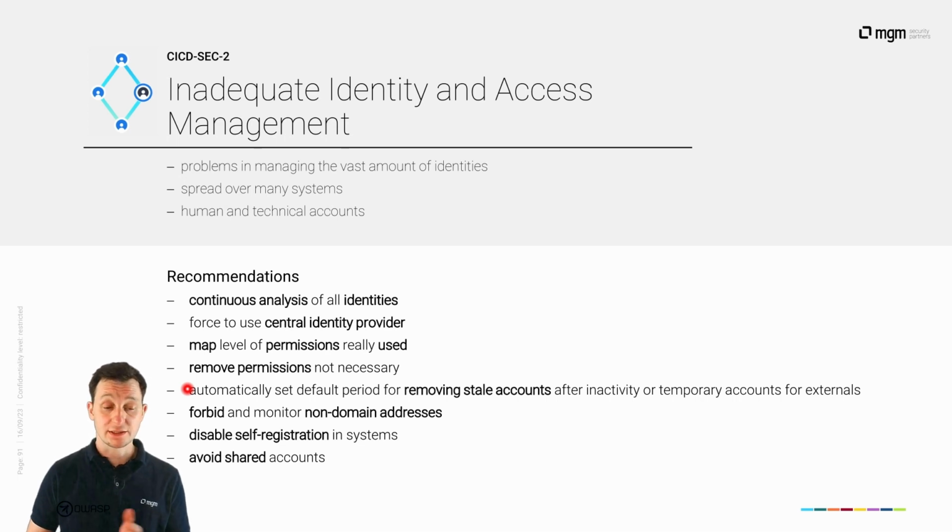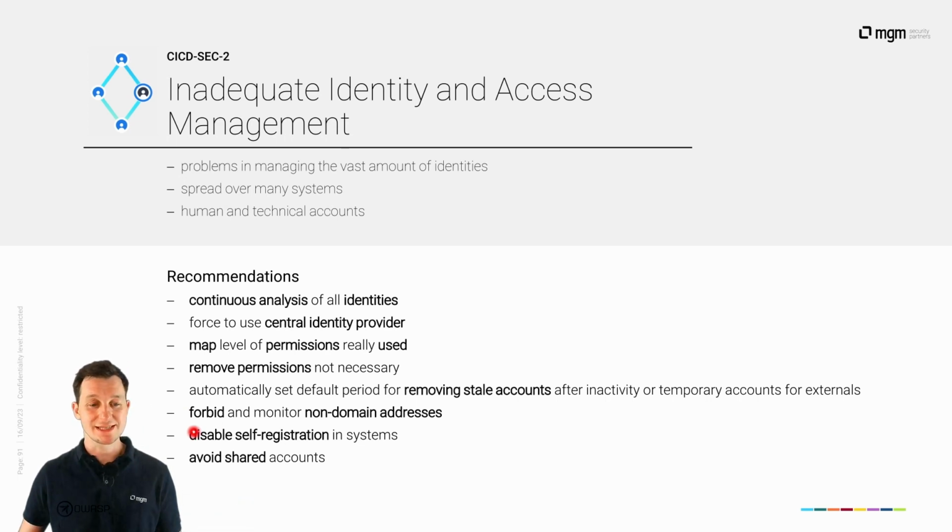Forbid the registration to systems with non-domain addresses because you do not have access to them, and disable self-registration in the best way in all cases, and avoid shared accounts. For every single person, every single technical user, create an own account so you can delete these accounts, and it only affects one person or one build system and not the whole team, for example.